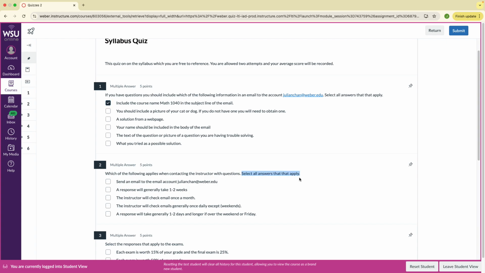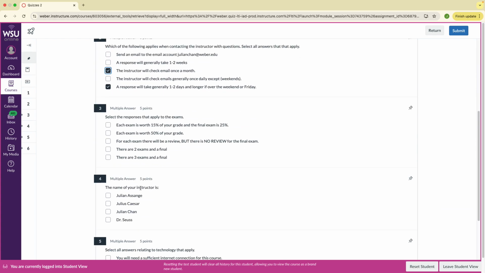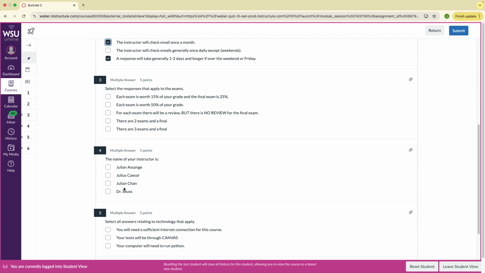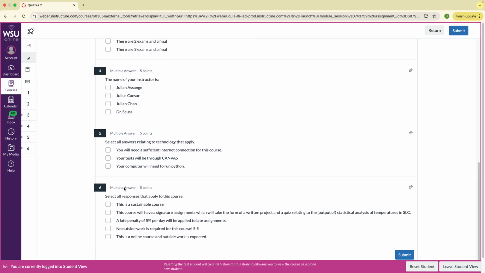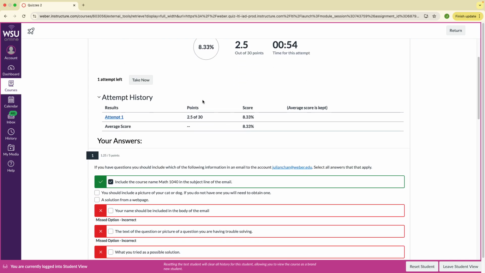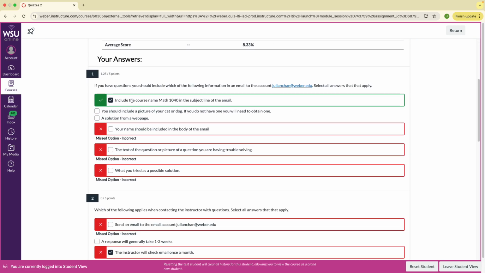Then here, this one says select all answers that apply, so I'm going to select this one, and I'm going to select this one. Okay, let's see. I'm going to select this one, and that's it. Okay, and I'm going to submit that anyway. Okay, so you'll notice on this first question, I got 1.25 points. That's because I only selected one correct answer there.